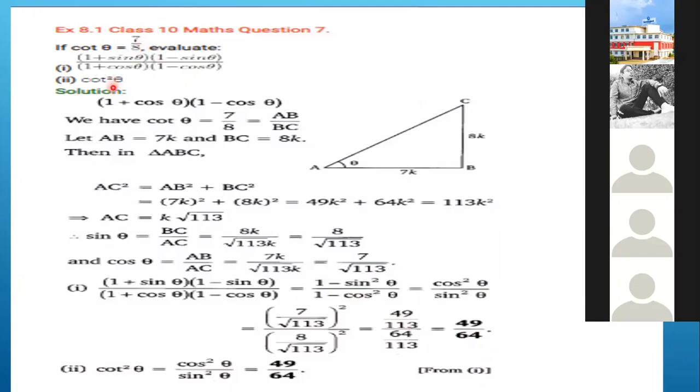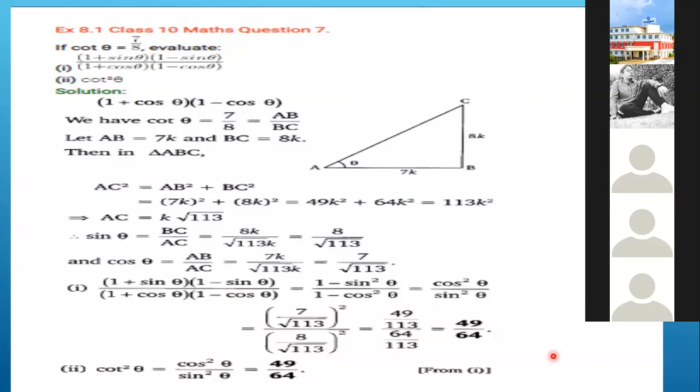Same thing. Second question they ask us to find cot square theta. Cot square theta is 7 by 8 whole square. That is 49 by 64. Clear, children? Cot value they gave 7 by 8. Cot square is 7 by 8 whole square. That is 49 by 64.